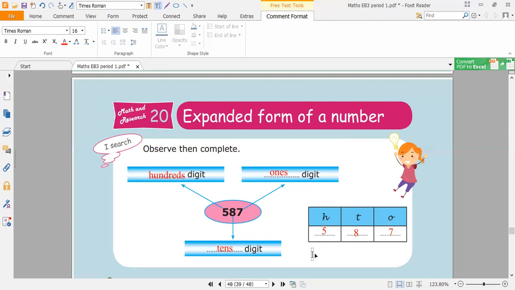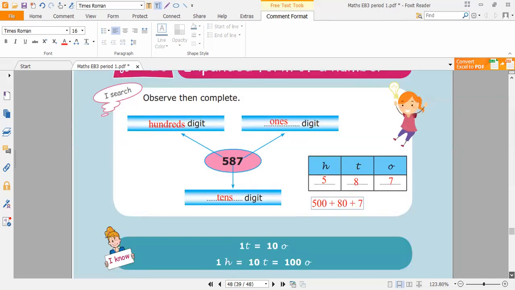So I have 500 plus 80 plus 7. As I know, the hundreds place has 2 zeros, the tens has 1 zero, and the ones doesn't have any zero. So this is the expanded form. Remember, the expanded form I write with zeros, and in the HTO table, without zeros. So now, let's see this topic.